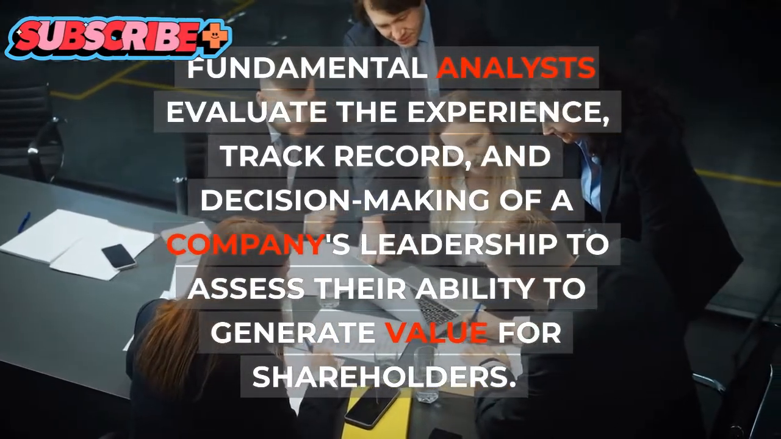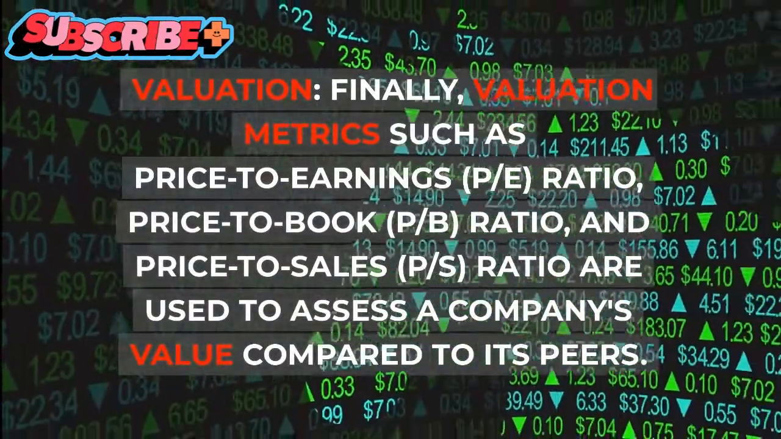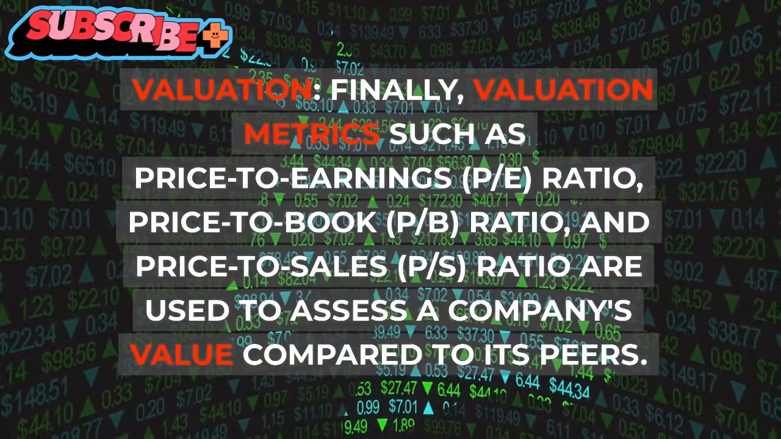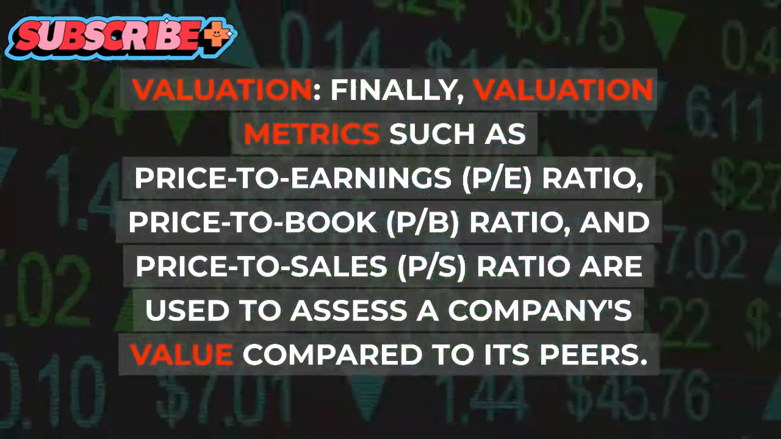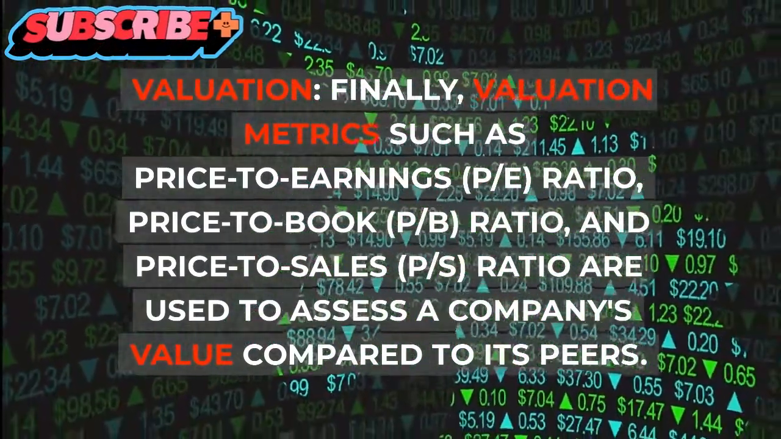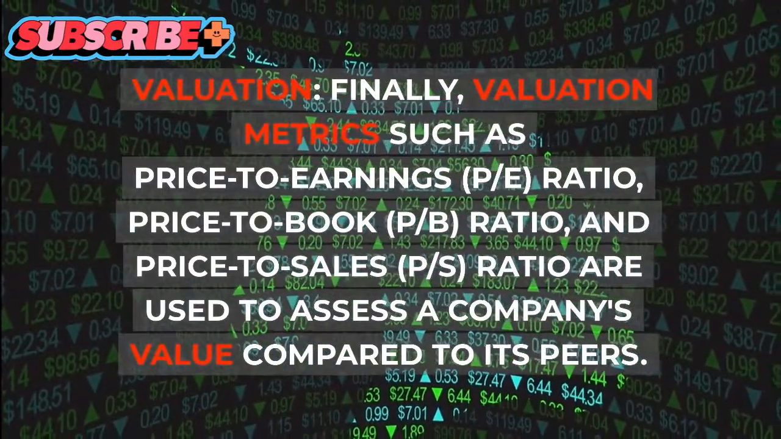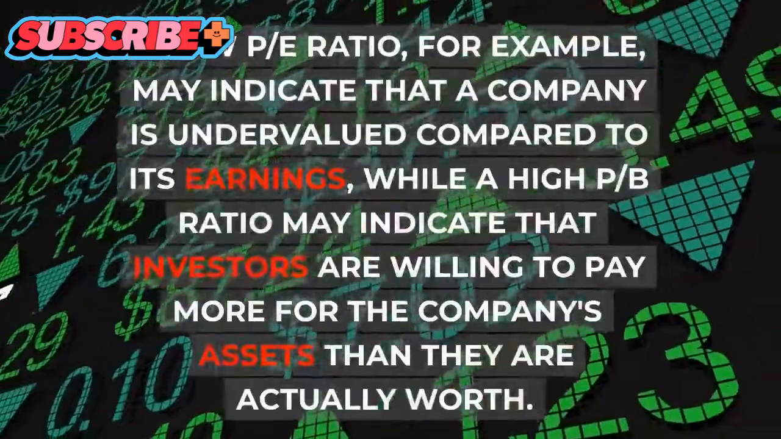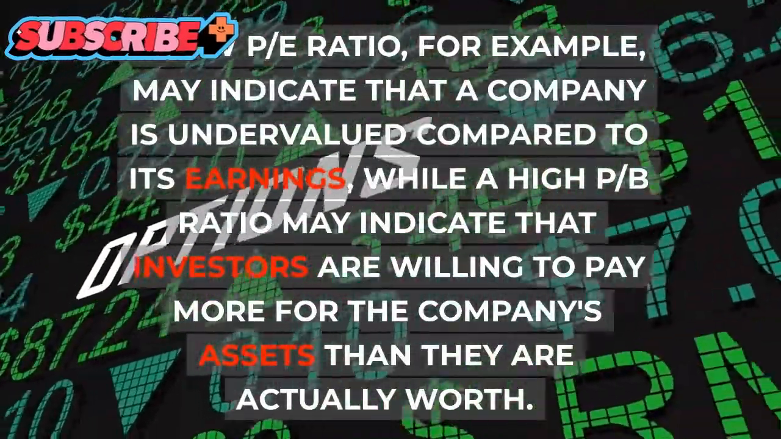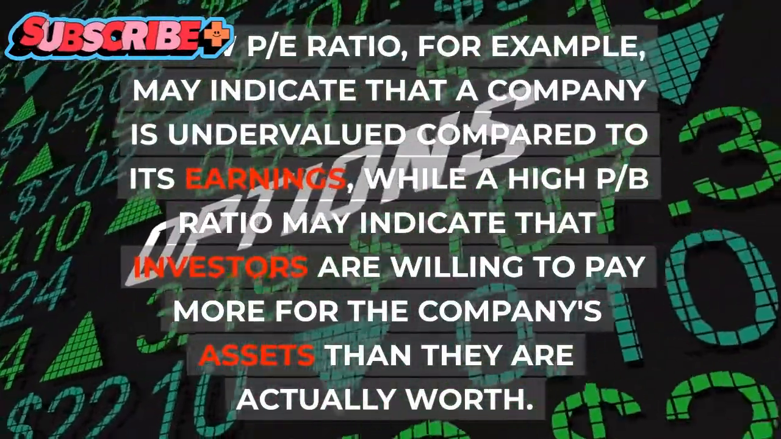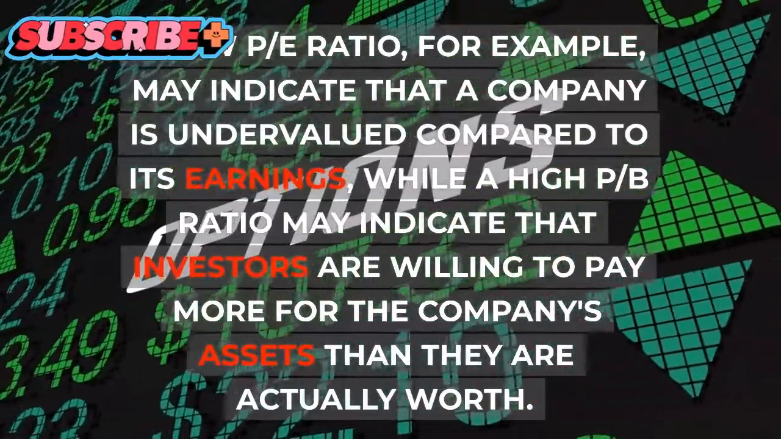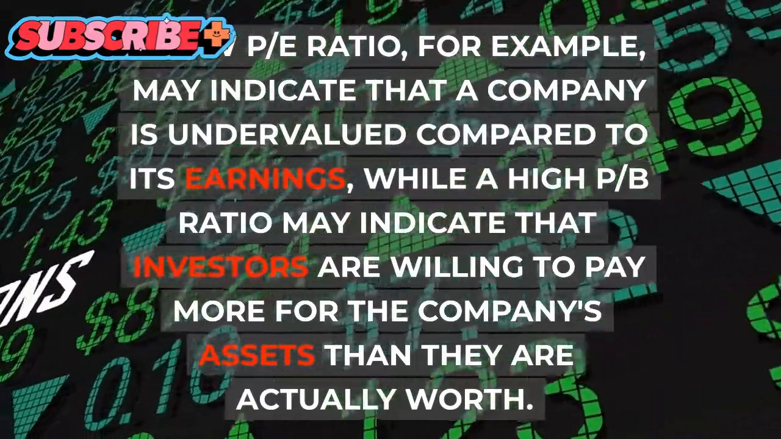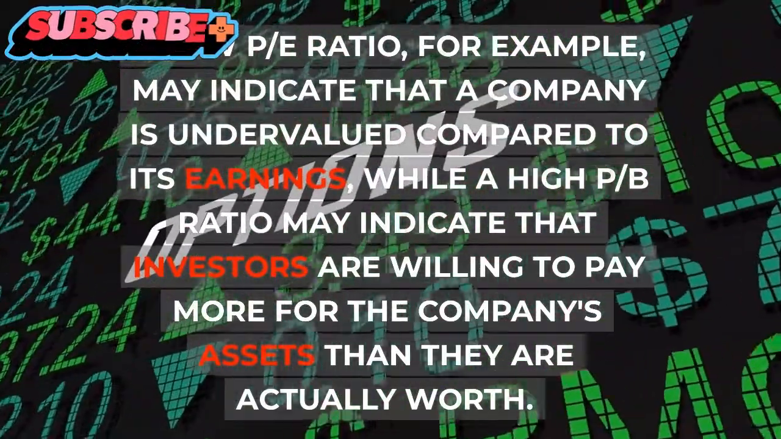Valuation. Finally, valuation metrics such as price to earnings (PE) ratio, price to book (PB) ratio, and price to sales (PS) ratio are used to assess a company's value compared to its peers. A low PE ratio, for example, may indicate that a company is undervalued compared to its earnings, while a high PB ratio may indicate that investors are willing to pay more for the company's assets than they are actually worth.